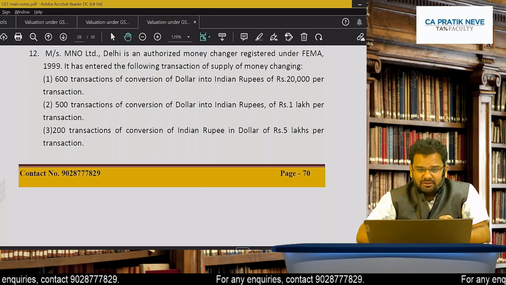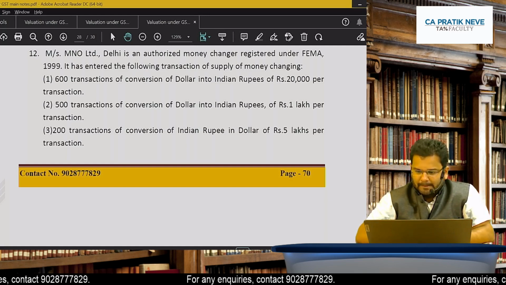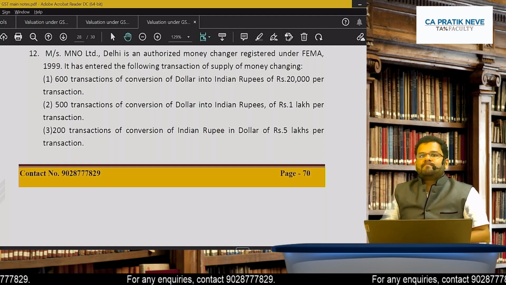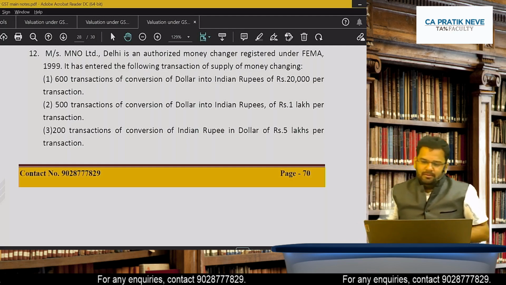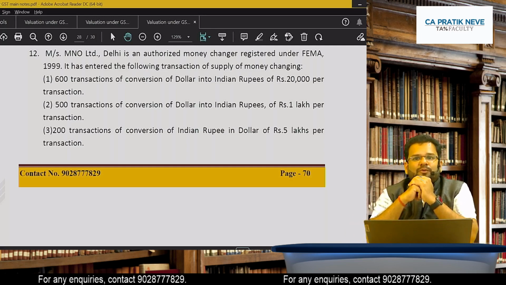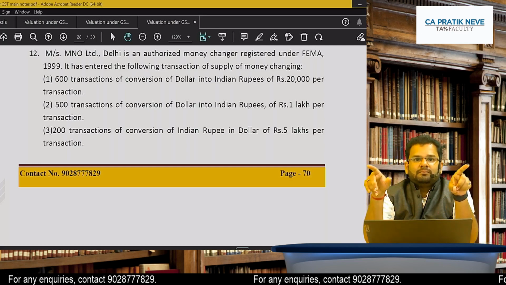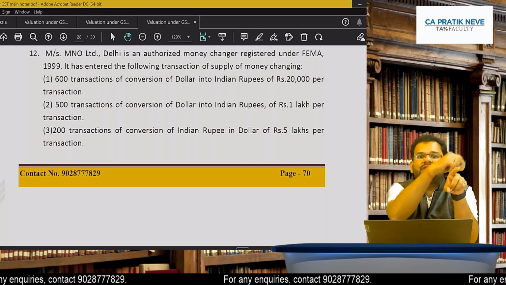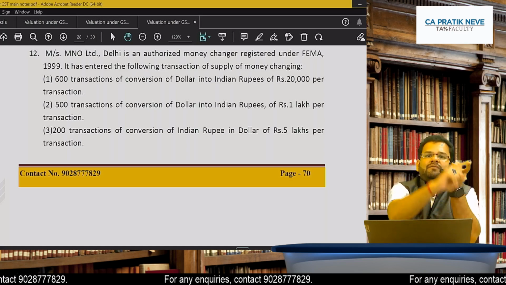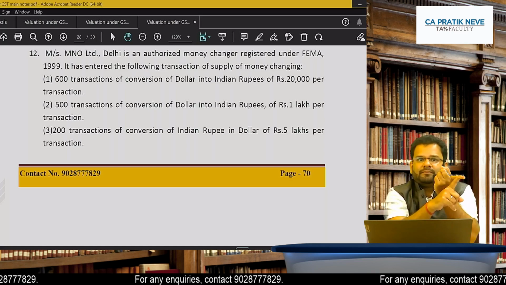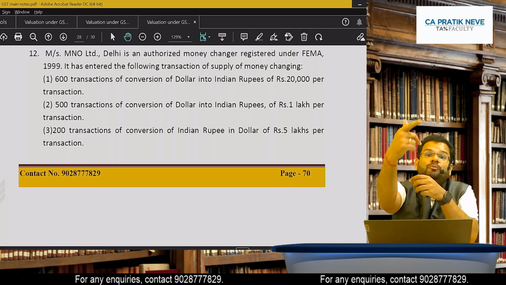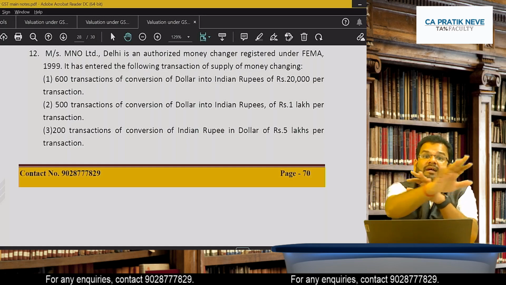In insurance, what happens? There are two types of policies, endowment and term. In term policy, it's a pure life insurance. Term is a pure life insurance. So whatever premium you pay for term policy, that entire amount becomes value.